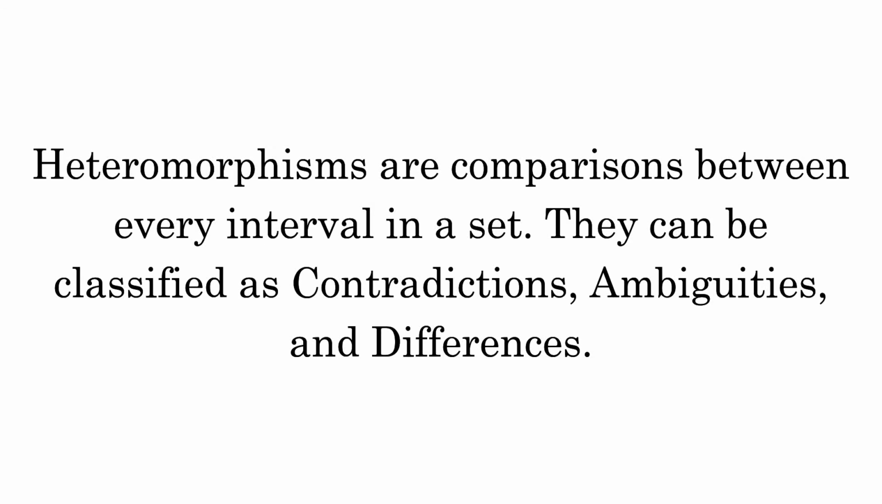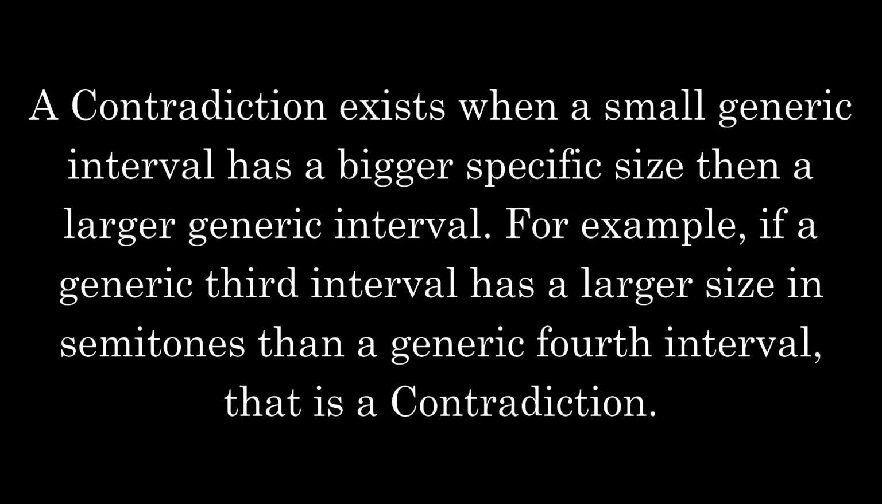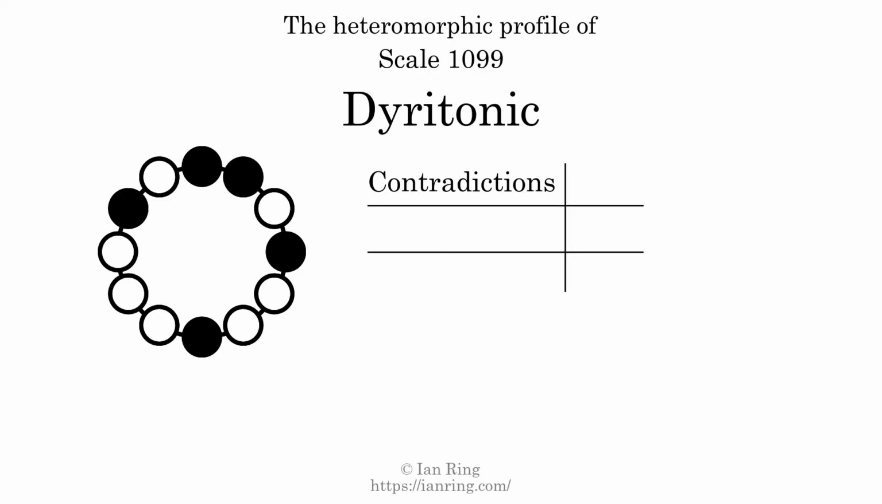They can be classified as contradictions, ambiguities, and differences. A contradiction exists when a small generic interval has a bigger specific size than a larger generic interval. For example, if a generic third interval has a larger size in semitones than a generic fourth interval, that is a contradiction. The number of contradictions in this scale is 7.